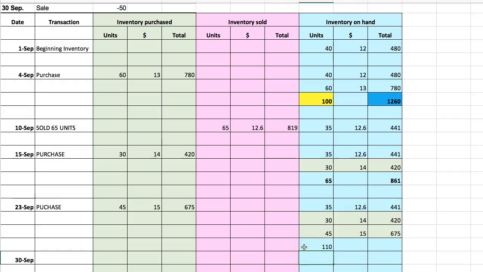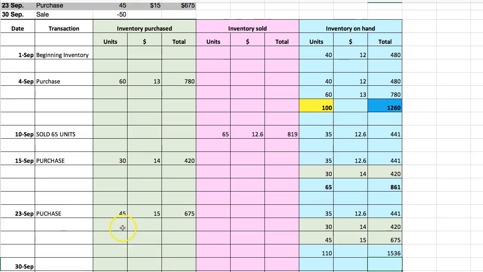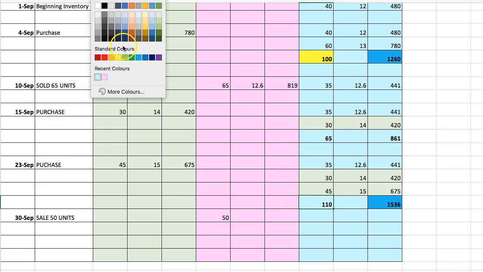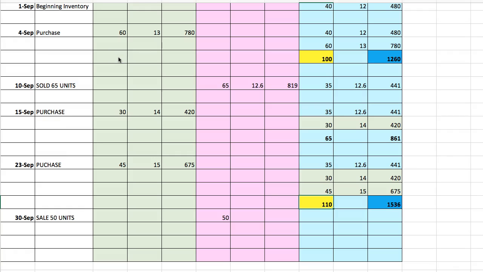So the quantity of units has been the same in every different method we've used. But this cost is going to be different because of how we've allocated the cost. And the 30th of September is a sale of 50. Just highlight those totals. Okay, sale, 50 units. So just type 50 here. Now what we need to do is calculate the average. So the average is the total cost divided by the total units. So grab your calculator. Could you work that out now?